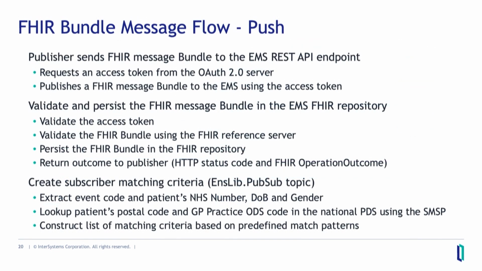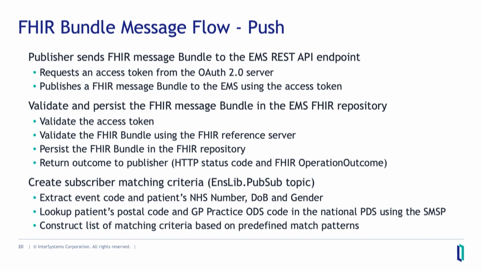And what I'll do now is I'll just walk through that a little bit more slowly. Hopefully, it makes a bit more sense. So the publisher of the message sends the message bundle to the endpoint, the API point that's surfaced by the EMS. First of all, it'll request an access token, and then once it's got that access token to say that it's allowed to send that message, we'll then publish the FHIR bundle to the EMS.